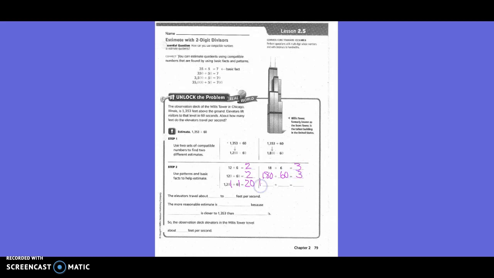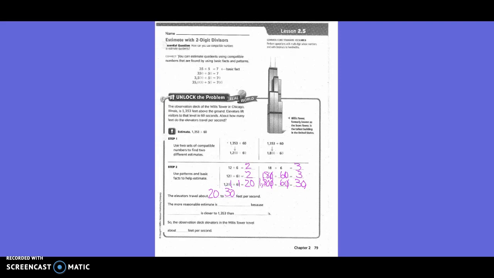And then we would have 1,800 divided by 60. And like we said, these cancel each other out. So 18 divided by 6 is 3. And you add a 0. So 30. The elevators travel about 20 to 30 feet per second.